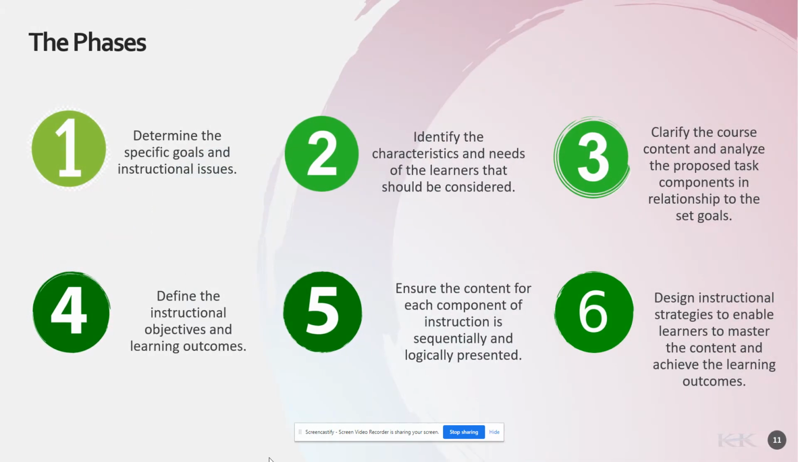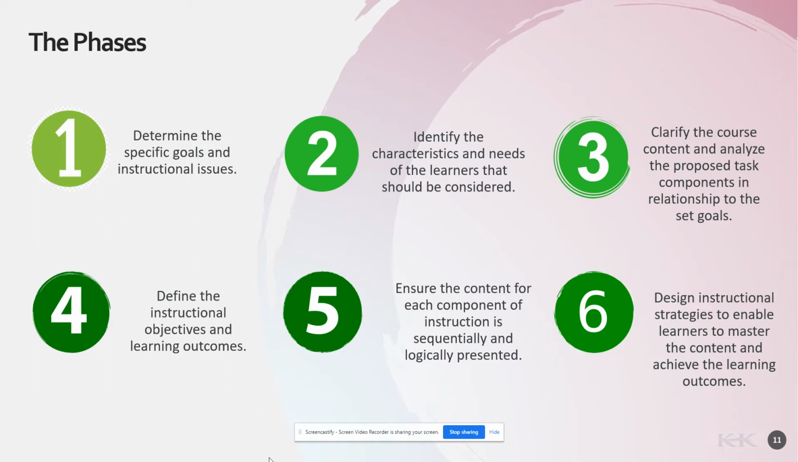Phase 1, determine specific goals and instructional issues. Here, determining the learning outcomes for the course. This includes what the student needs to learn or the skills they need to acquire. Phase 2, identify the characteristics and needs of the learner that should be considered. The learning styles and needs of the students.